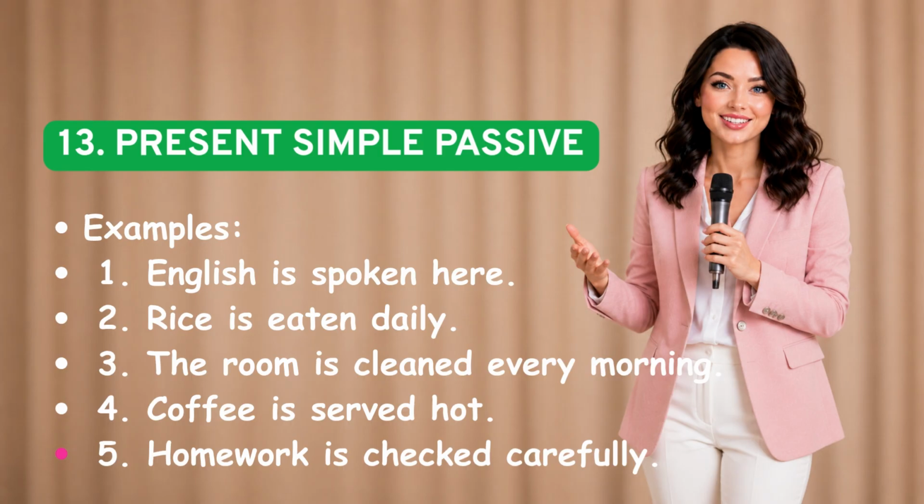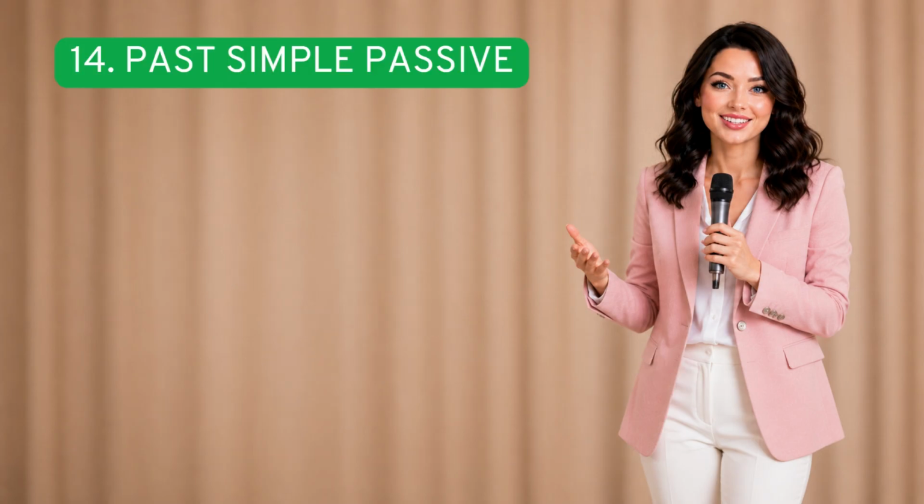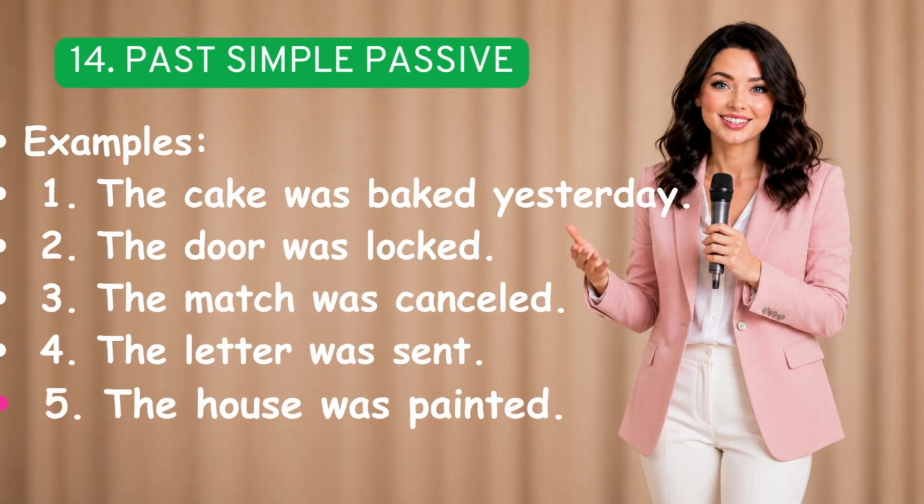14. Past simple passive examples. 1. The cake was baked yesterday. 2. The door was locked. 3. The match was cancelled. 4. The letter was sent. 5. The house was painted.